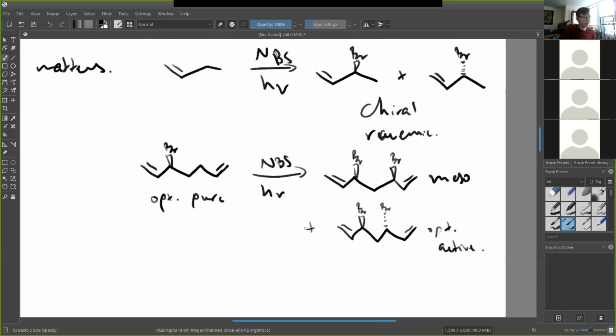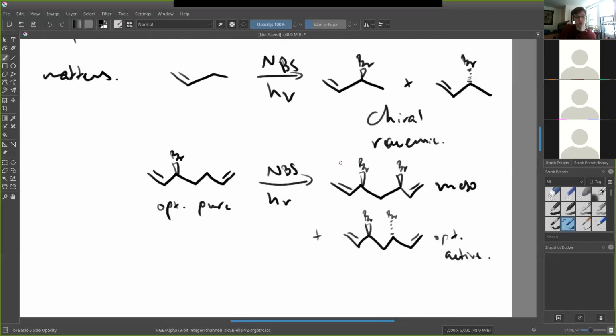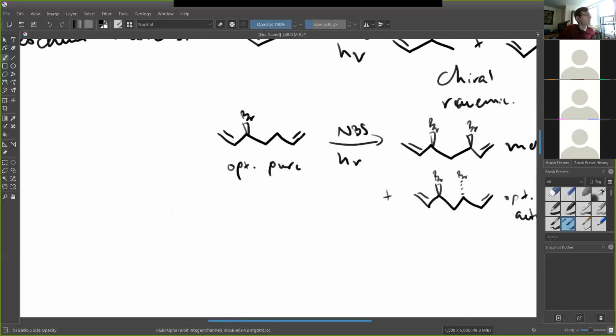But the point is that you've already seen cases where stereochemistry matters. Maybe it wasn't really emphasized yet, but it kind of matters at this point. And in these cases it maybe doesn't make the biggest difference.